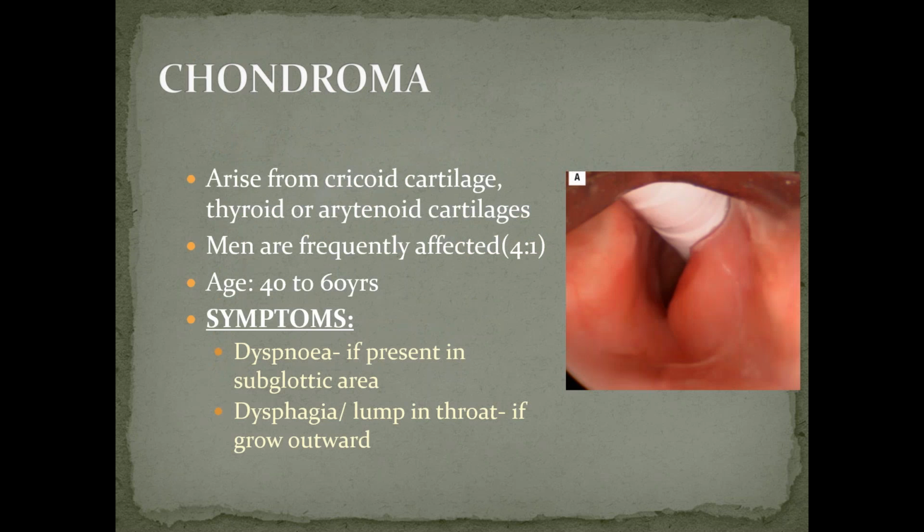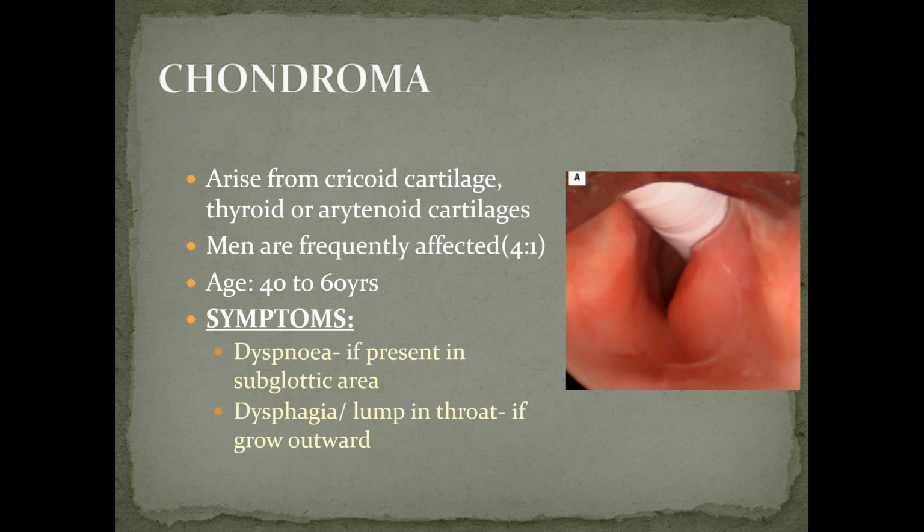So the other benign lesion is the chondroma. It usually arises from the cricoid cartilage. The other cartilage involved is the thyroid cartilage. Most commonly, we'll see it in males in the age group of 40 to 60 years. The male to female ratio is 4:1.